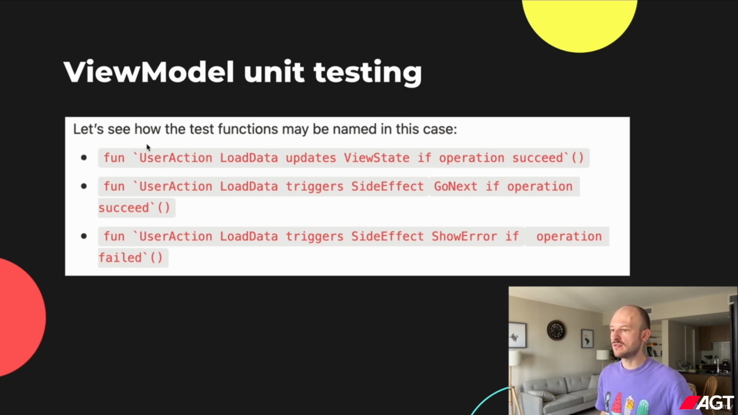The first part is what? User action load data. Then what it does: updates view state, triggers side effect go next, triggers side effect show error. And then condition: if operation succeed, if operation failed. As you see, the naming pattern is the same as in previous examples.